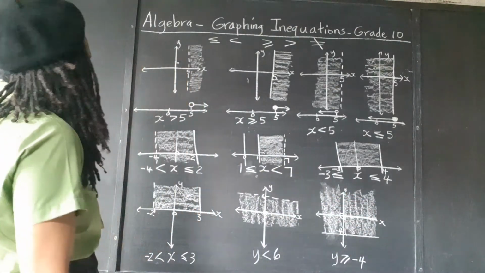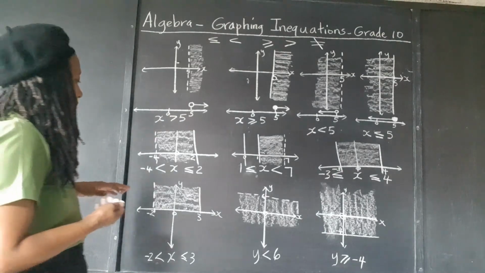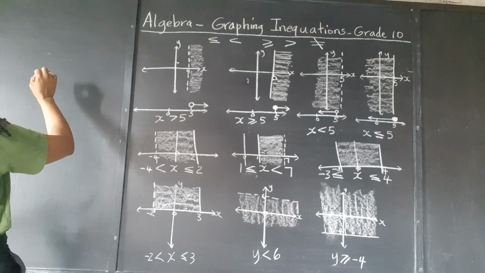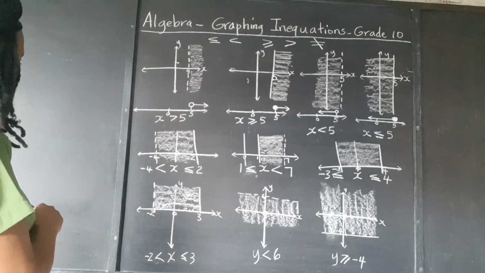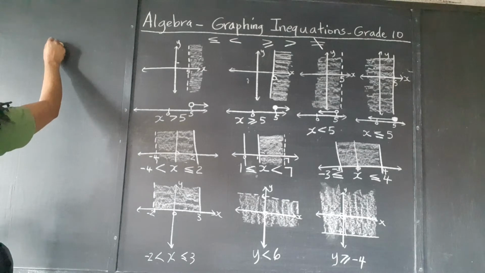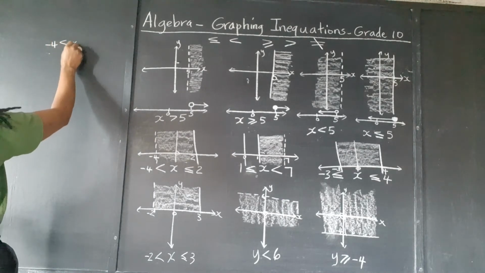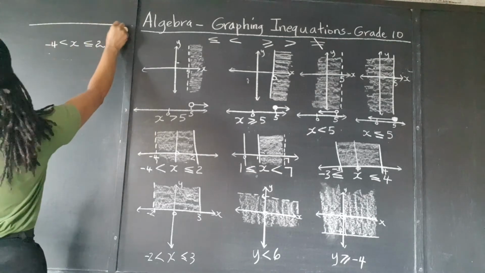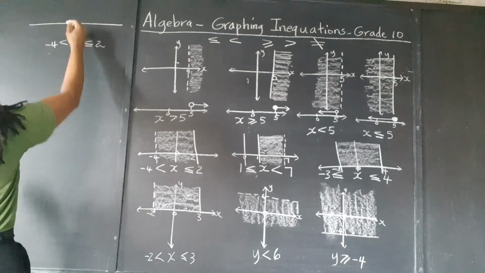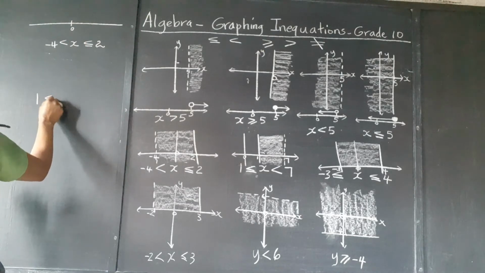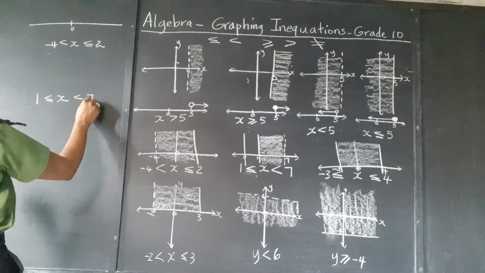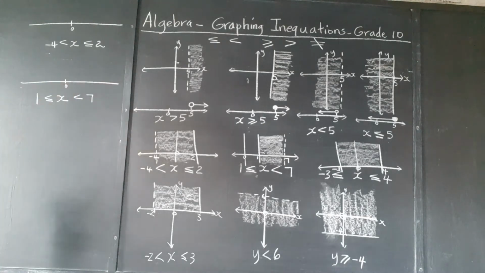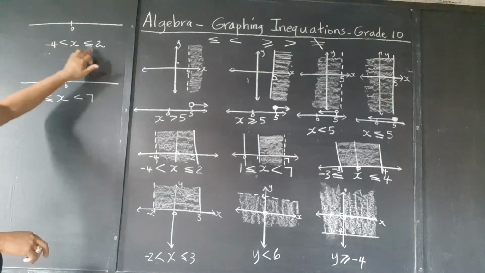Alright. So let's do some where it falls between, on the number line. So for example, negative 4 less than x less than or equal to 2. I'm going to do 2 of them for the number line. So that's 0. And 1 less than or equal to x less than 7. Okay. So x is greater than negative 4, less than or equal to 2.